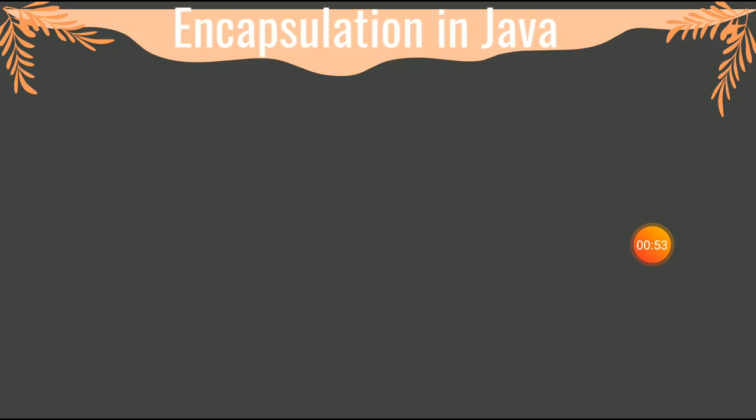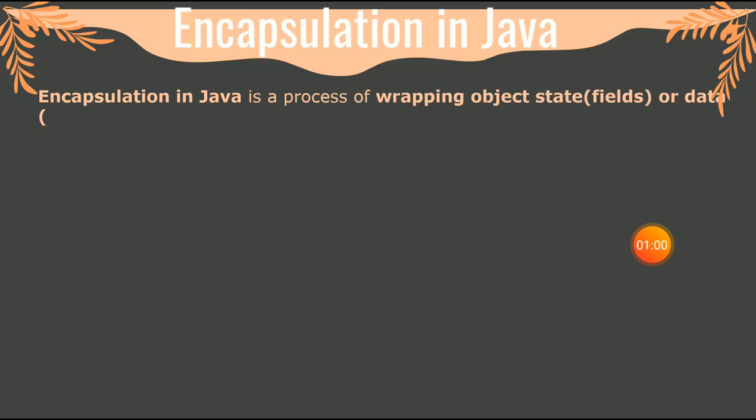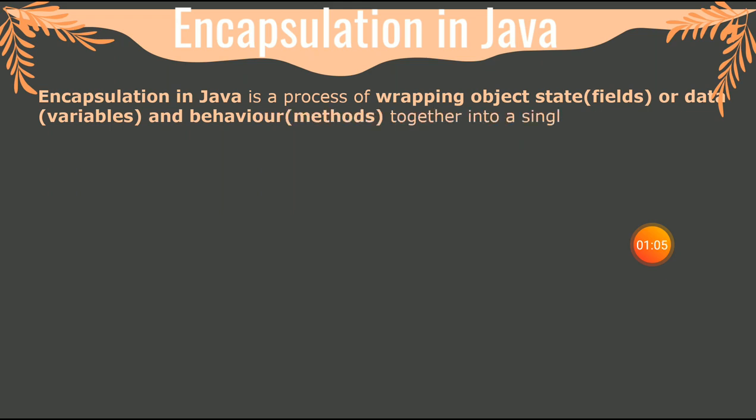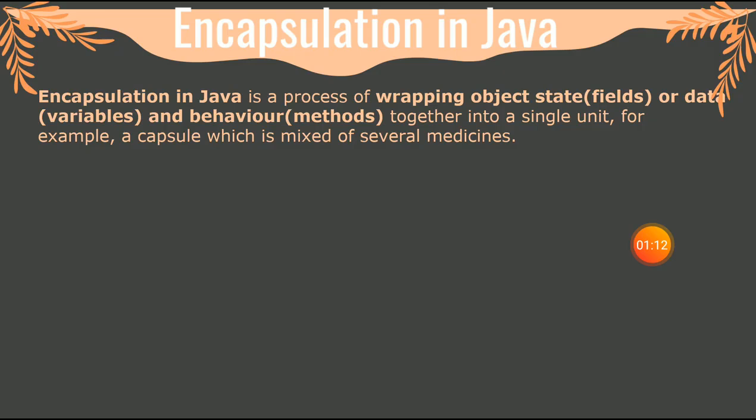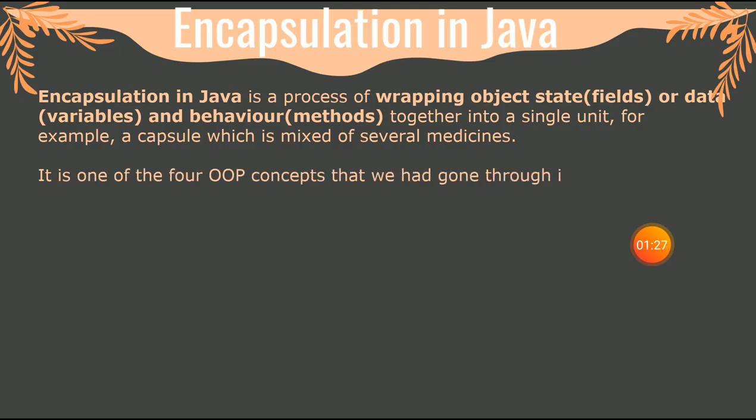Now, encapsulation in Java. Why is encapsulation important in Java in object-oriented programming? Encapsulation in Java is a process of wrapping object state, that means fields or variables, and behaviors, that are methods, together into a single unit. For example, a capsule which is a mixture of several medicines. So this way we are binding together.